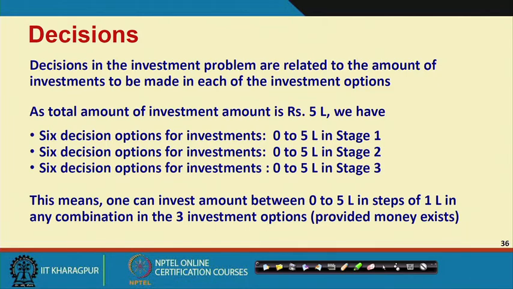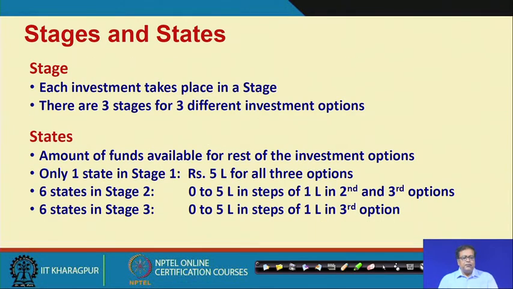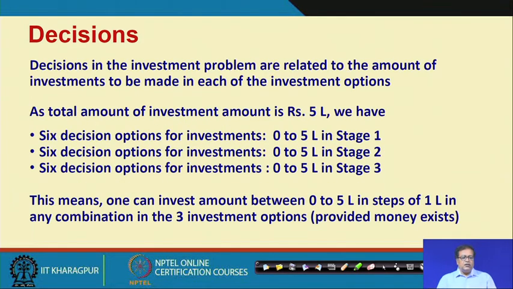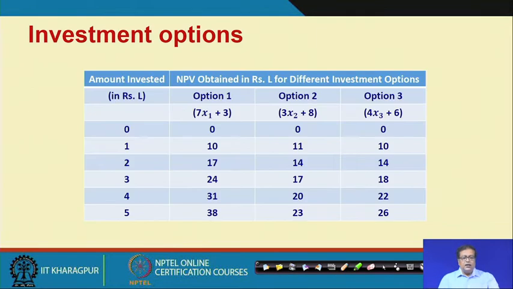That means, we define the states, which are the amount of money that is available, that is our previous slide, the amount of fund available for the rest of the investment options. There are 3 stages, there are 3 investment options, and the decision is how much you spend in a particular investment, that is, a given investment option. So, having said that these are the states, these are the stages and these are the decisions, let us see how they combine.